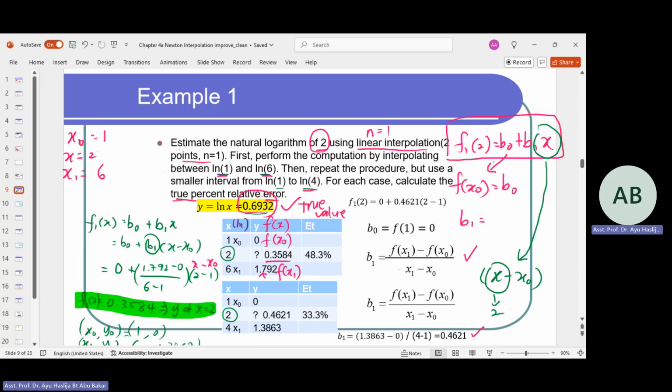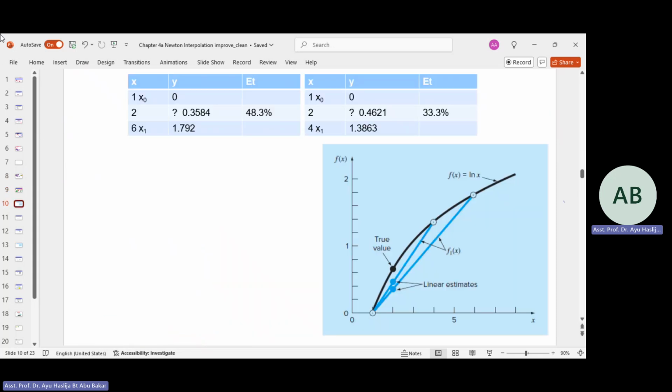Approximate value over true value. Not sure which one to start. Okay, we do it here. Now this one is for the first one.